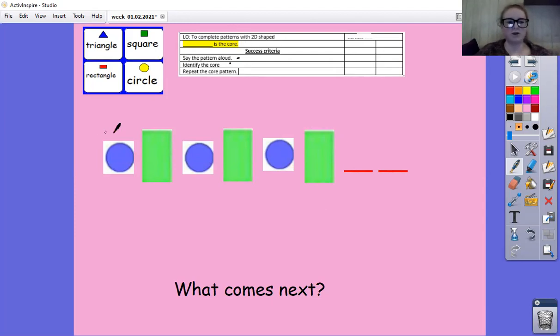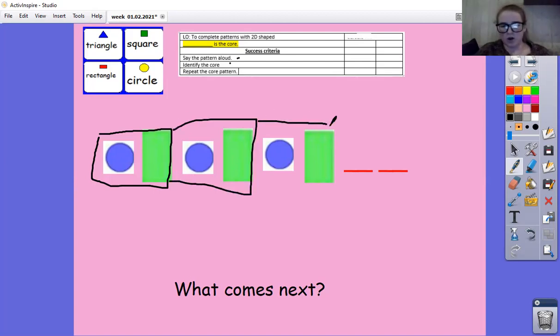So I can see that my core is the blue circle and the green rectangle, because that is the part that is then being repeated here. So it's a blue circle and then a blue circle. So this is where it starts again. So this is my core, and this is where it repeats. What comes next in these next 2 spaces? Well, looking at the start of my core, it's going to be a blue circle and then a green rectangle. So say the pattern aloud, identify the core, repeat the core pattern. Fantastic. So blue circle, green rectangle, blue circle, green rectangle, blue circle, green rectangle.